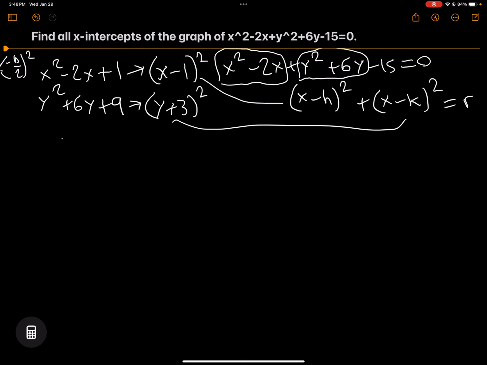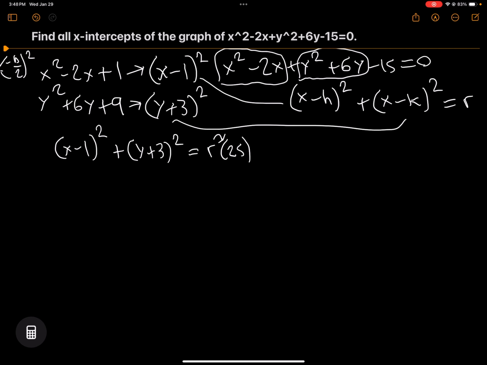All we have to do is combine these two binomials, so x minus 1 squared plus y plus 3 squared equals r. We don't really care about the r. The value for r in this case should be 25, because we add 15 to both sides. We have 15 here, then we added 10 to both sides by completing the square. So 15 plus 10 is 25. So r is 25, but we don't really care about that because they don't want to know the radius. They only want to know the x-intercepts.